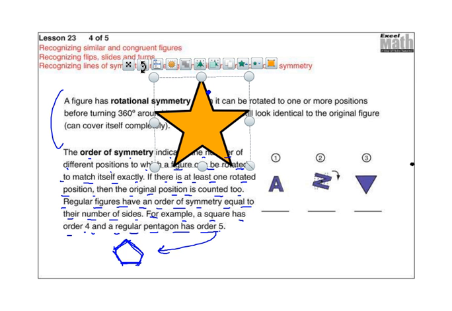Now let's take a look at some other shapes and see if they have rotational symmetry, those that are on your paper right here. Does the letter A have rotational symmetry? Well, if I were to spin this around like this, I would not have it look just like that A until I came all the way back to the beginning. If it's upside down, it's not going to look like an A. And so I'm going to call this rotational symmetry of 0. It has an order of 0, which means it does not have rotational symmetry.